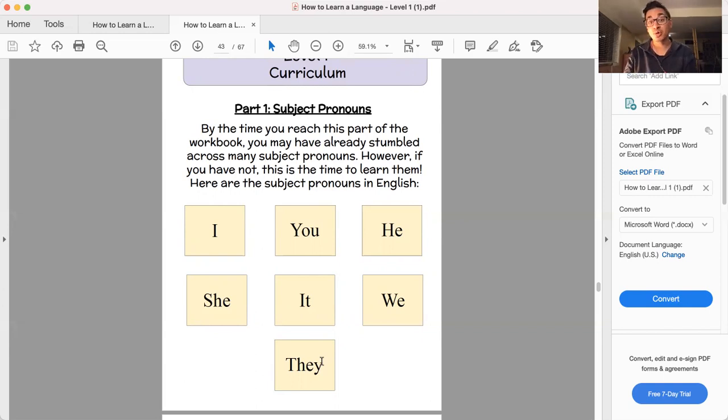Then we have teo, which means they. And then you could also say something like e loco, which is a more informal they. It's not really they, but it's used as the word they. So we have quite a few, our subject pronouns in Gujarati are quite different than English. And that's going to happen in many languages.